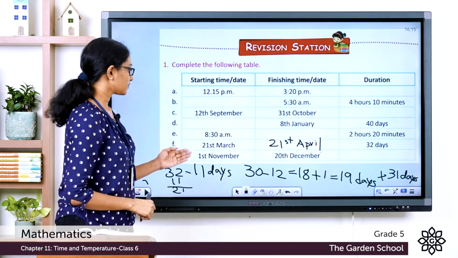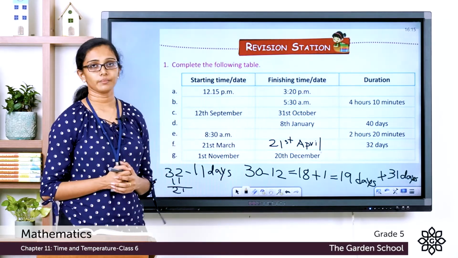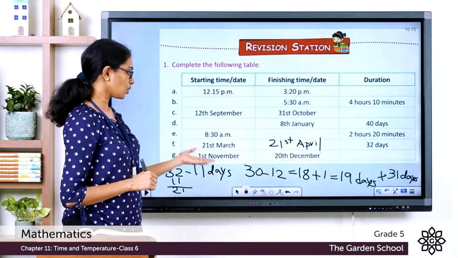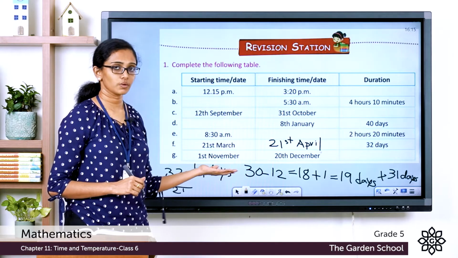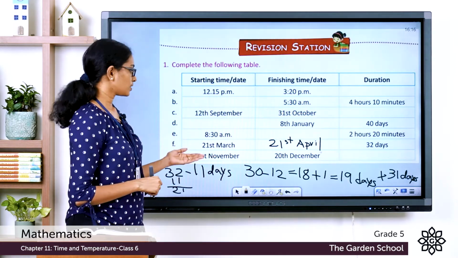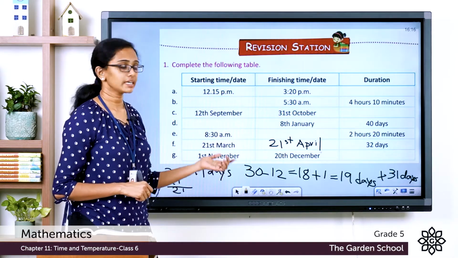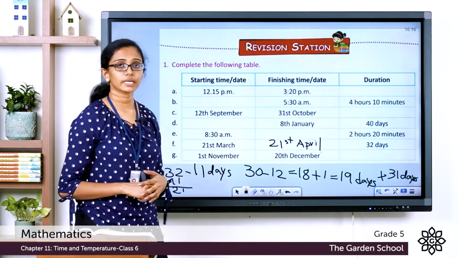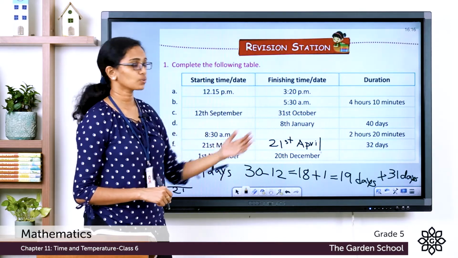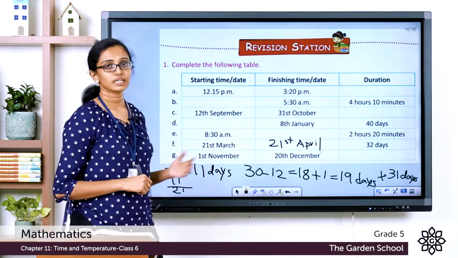Now the last one, 1st November and 20th December, and you have to find out the duration. For that, you have to know how many total days are there in the month of November. November has got a total of 30 days. So from 1st of November, there are 30 days of the month plus the first 20 days of December. That is 30 plus 20, and you will get the duration of this time period.